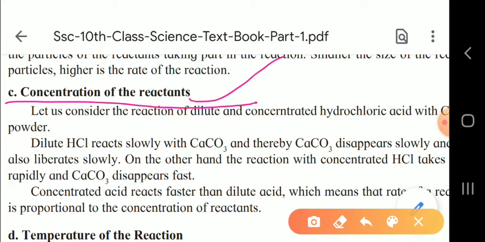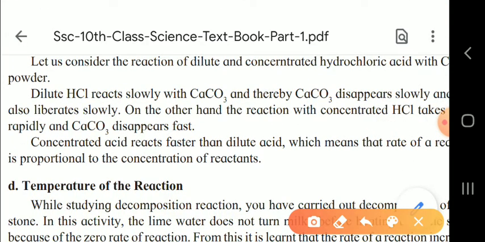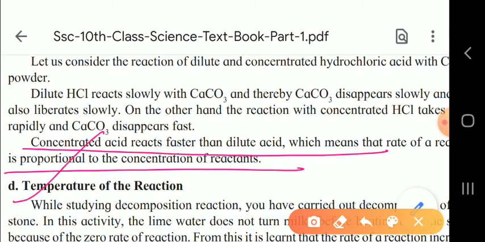Why? Because that is the concentrated one. Concentrated means pure one. So concentrated acid reacts faster than the dilute acid. So it means that the rate of reaction is proportional to the concentration of the reactant. So this point you have to underline, children. This is an important point.